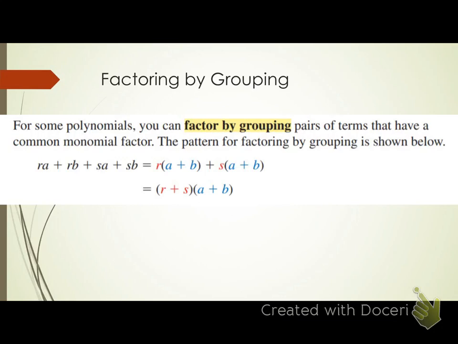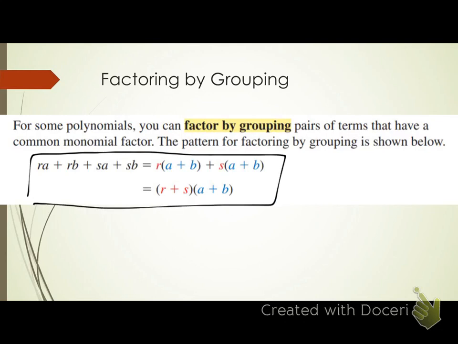For some polynomials, you can factor by grouping pairs of terms that have a common monomial factor. Most of the time when we factor by grouping, your polynomial will have 4 terms in it. The pattern for factoring by grouping is shown below. So go ahead and at least write this down if you write anything down on this slide. RA plus RB plus SA plus SB.